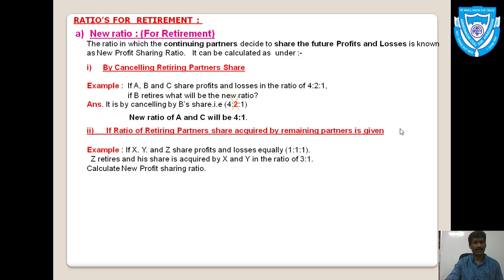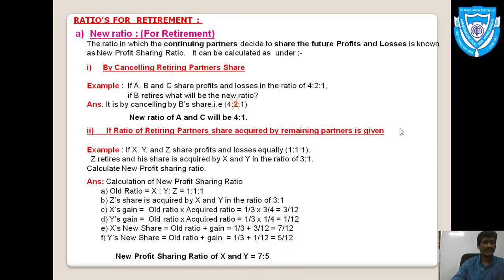आपण या न्यू रेशोमध्ये पाहिलेलं आहे की तुम्ही डायरेक्टली पहिल्या मेथडमध्ये जो रिटायर होतो पार्टनर त्याचा शेअर कॅन्सल करायचा आणि राहिलेले जे शेअर आहे ते रिमेनिंग पार्टनरचे असणार आहेत. या मेथडमध्ये एक्स, वाय आणि झेड हे इक्वल पार्टनर्स आहेत. झेड रिटायर झालेला आहे, त्यांचा एक्स वायचा न्यू रेशो आहे 3:1. सो लेट अस कॅल्क्युलेट दिस न्यू प्रॉफिट शेअरिंग रेशो.